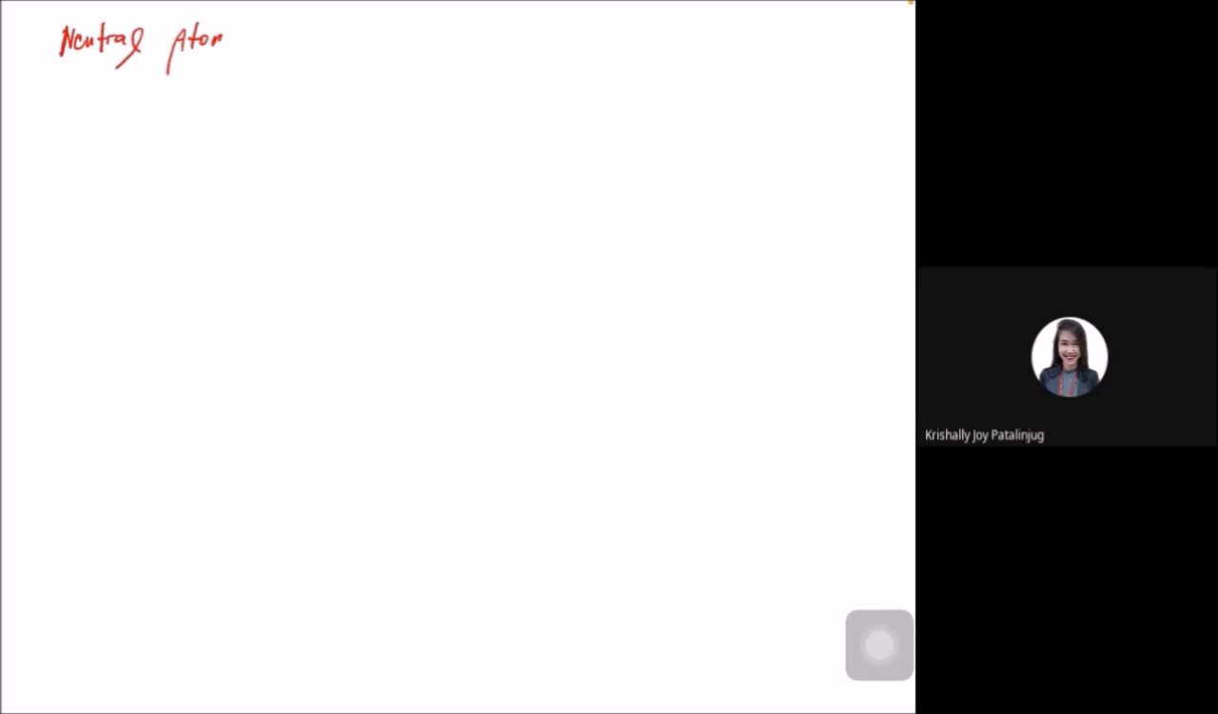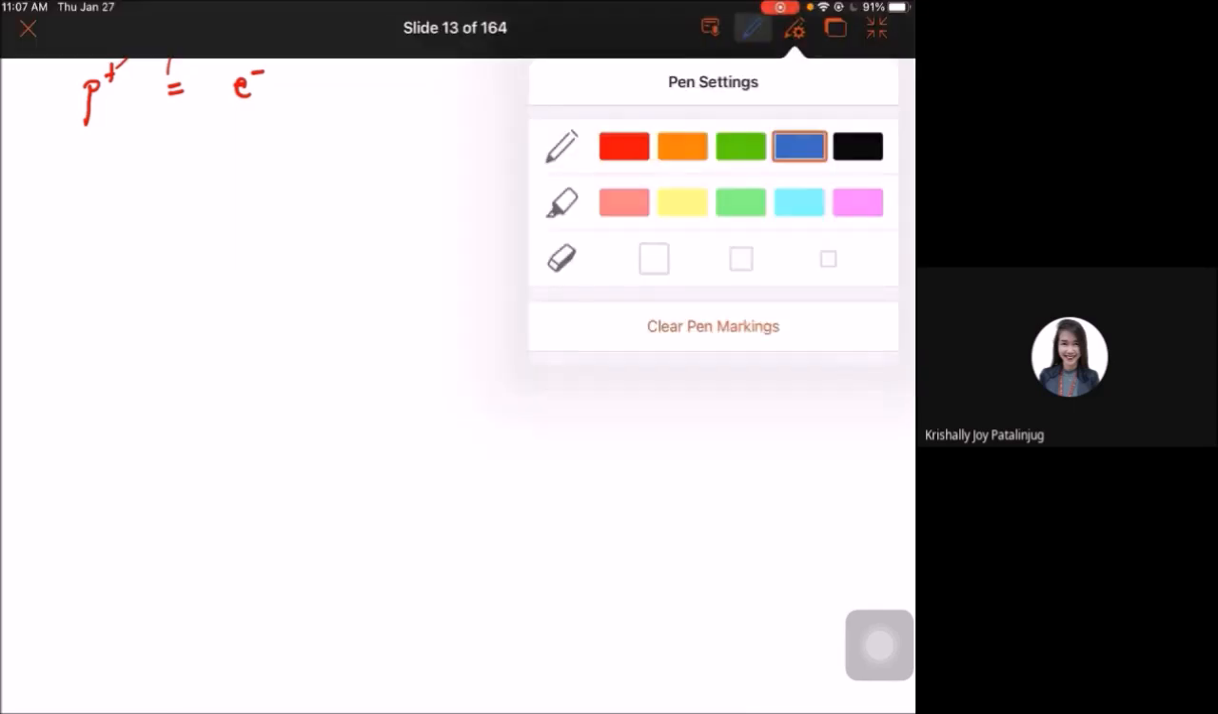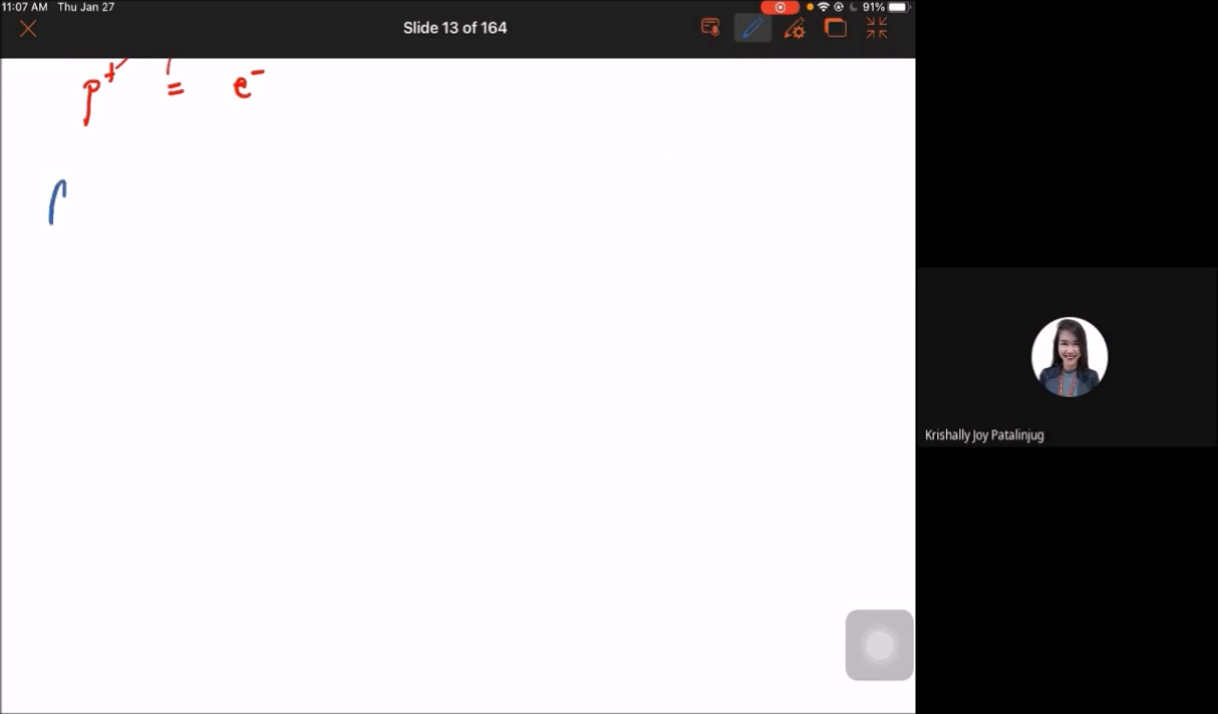So if that is the case, for a neutral atom, always take note that its proton number is equivalent to its number of electrons. Right? Because the amount of positive charge on a proton equals the amount of the negative charge on an electron for a neutral atom. So for example, the given atom is carbon.